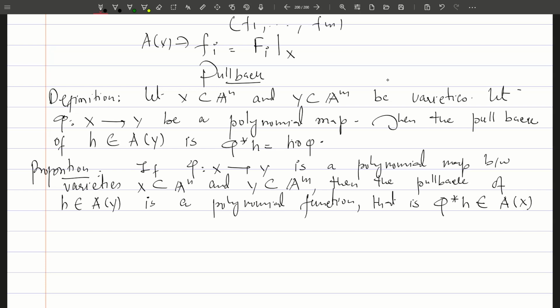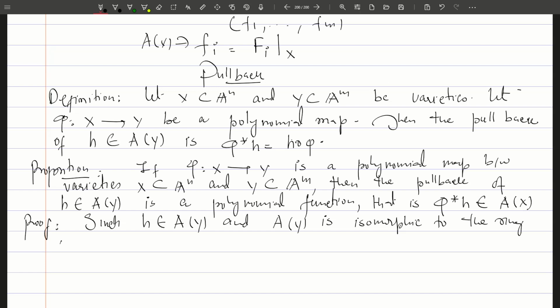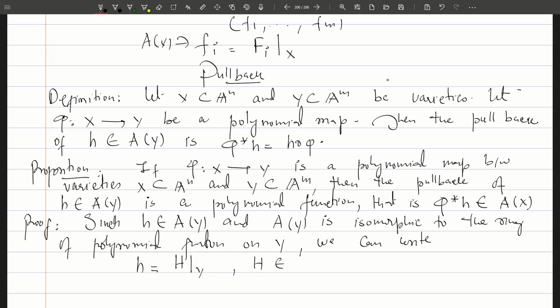So let us prove this. Since h is an element of A(Y), and this A(Y) is isomorphic to the ring of polynomial functions on Y, we can write this h as the restriction of some polynomial h to Y, where this h is some polynomial in the polynomial ring, say k[y1, ..., ym].